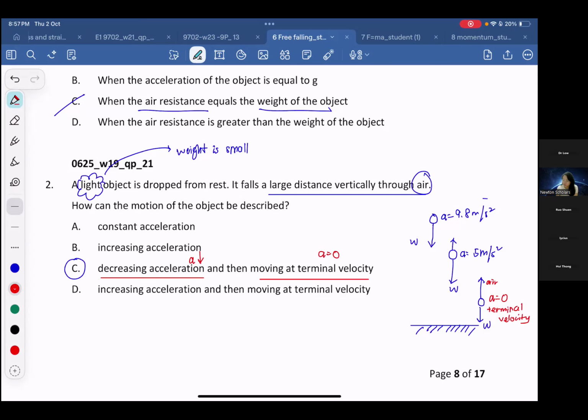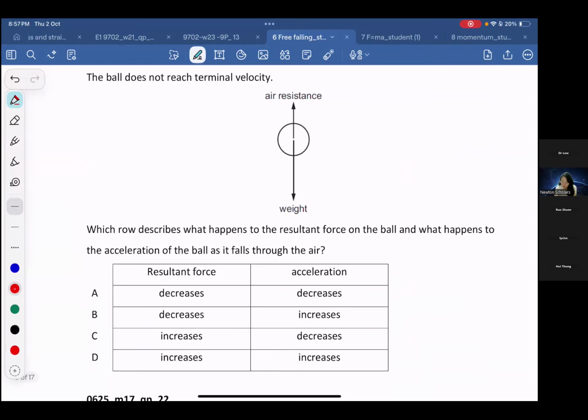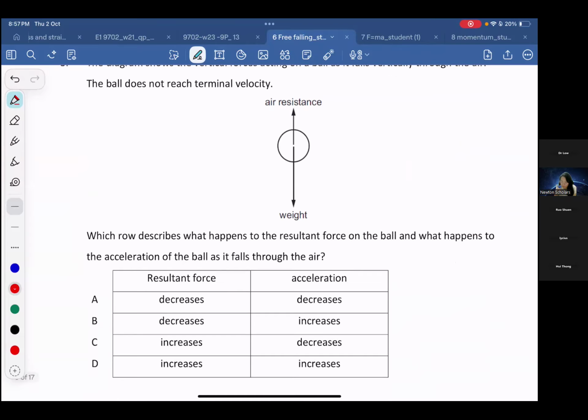Okay, let's go. Boys and girls, this is the weight and air resistance, but the ball has not yet achieved terminal velocity. Not yet. So number 3, which row shows the resultant force and what happens to the acceleration? What happens to your resultant force compared to initially when we dropped it? Megan, you have to think again. Do you want to give me the answer for this question? But the answer is not C. Boys and girls, what do you think?